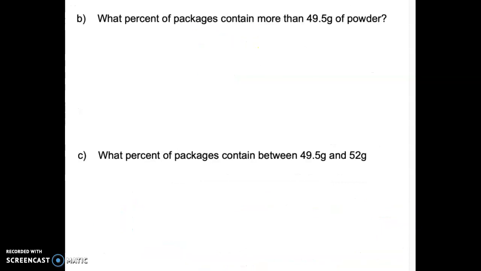Now, B here says, what percentage of packages contain more than 49.5 grams? So this time, we are finding the probability that x is greater than 49.5. Now, the Z-score table doesn't give us probabilities when it's greater than, they only give us less than. But we can always turn a greater than into a less than by doing 1 minus it, right? The probability of being greater than something is the same as 1 minus the probability of it being less than.